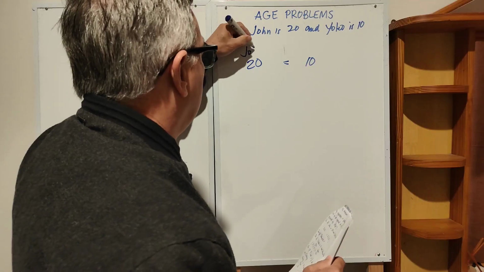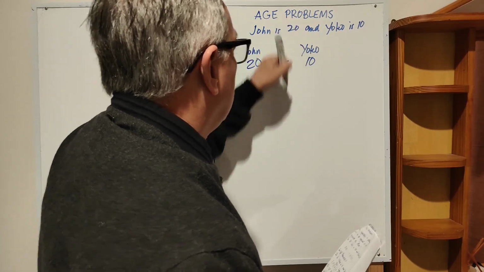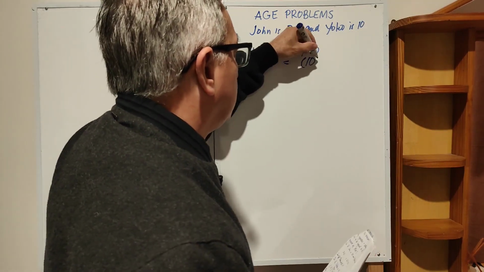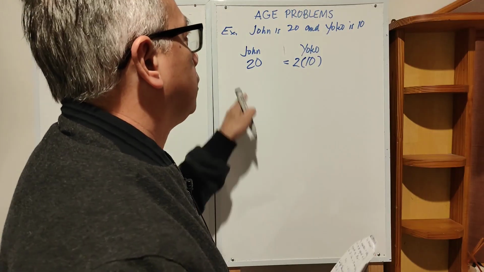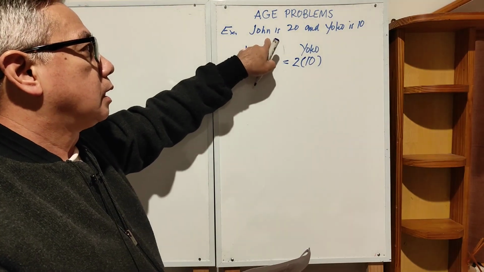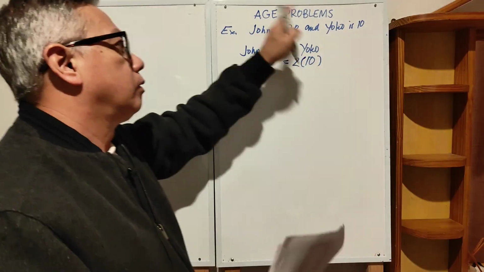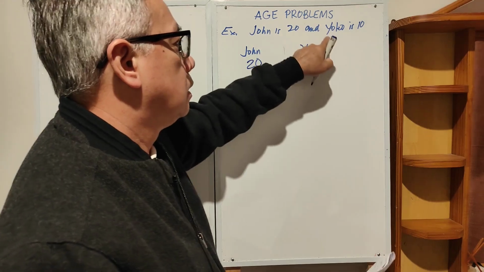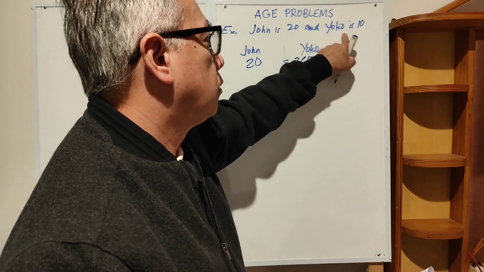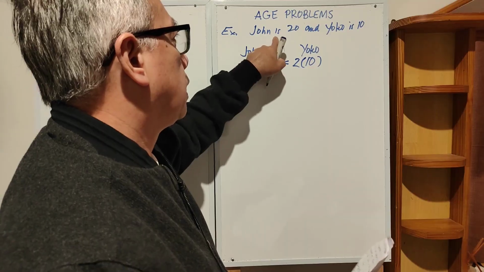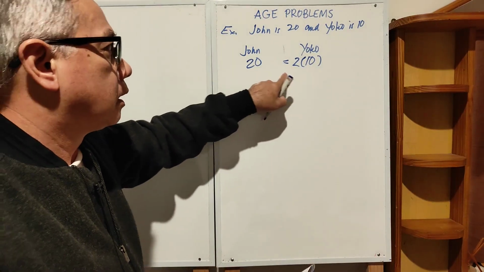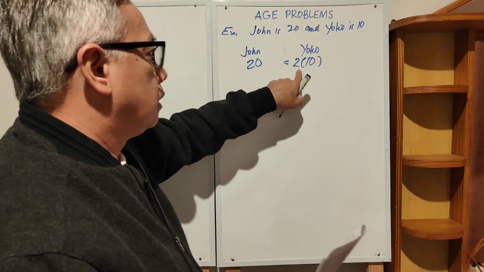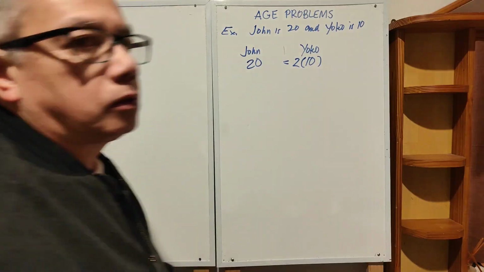This is John, this is Yoko. Because this is an equation, we need to have them equal. So you have to multiply Yoko by 2 to make them equal. In here you will see that John is twice the age of Yoko. So when you assign the values, like if Yoko is x, John would be 2x. But when you make the equation, it's opposite. You want to make them equal. So Yoko is only 10, John is 20. You have to multiply Yoko by 2.